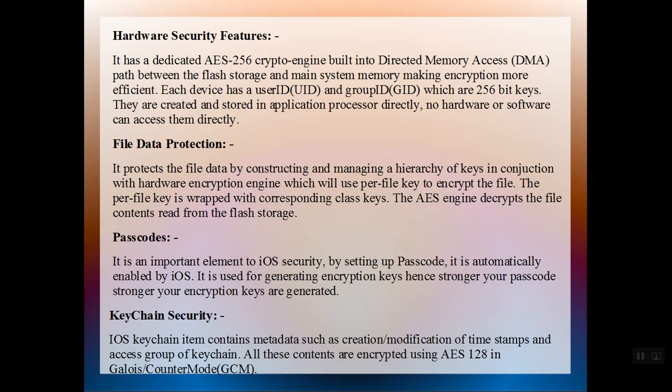Now what is file data protection? It protects the file data by constructing and managing a hierarchy of keys in conjunction with the hardware encryption engine, which will use a per-file key to encrypt the file. The per-file key is wrapped with the corresponding class keys. The AES engine decrypts the file contents read from the flash storage.